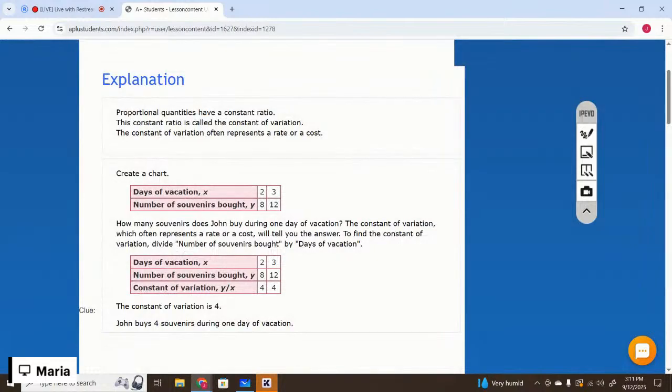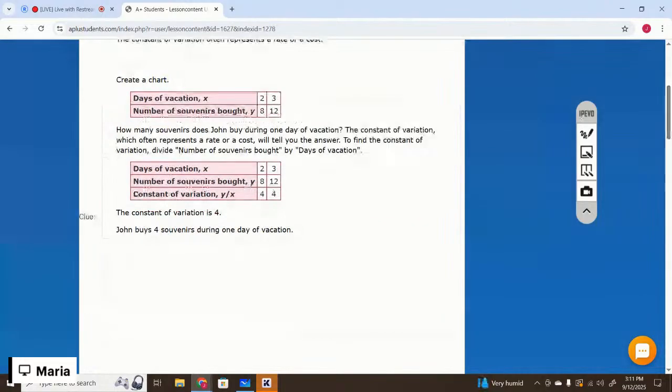So, number of souvenirs are 8 and days of vacation are 2. Number of souvenirs are 12 and days of vacation are 3. We need to find the constant of proportionality, that is 8 over 2 and 12 over 3. That is 4. So that means John buys 4 souvenirs during 1 day of vacation.